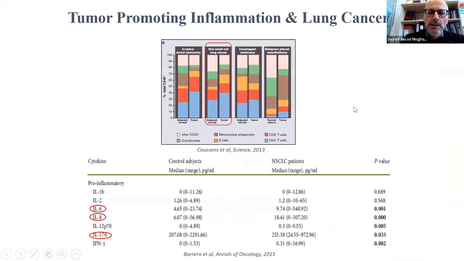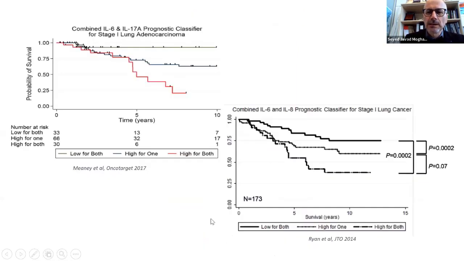Lung cancer is not excluded from this tumor-promoting inflammation. As you see here, the lung tumor and the adjacent normal tissue are infiltrated with different types of immune cells. And it's known that patients with lung cancer, compared to control subjects, have high levels of inflammatory cytokines such as IL-6, IL-8, and IL-17A, and some other cytokines which are known to be found in other studies. Interestingly, these cytokines have prognostic value as well.